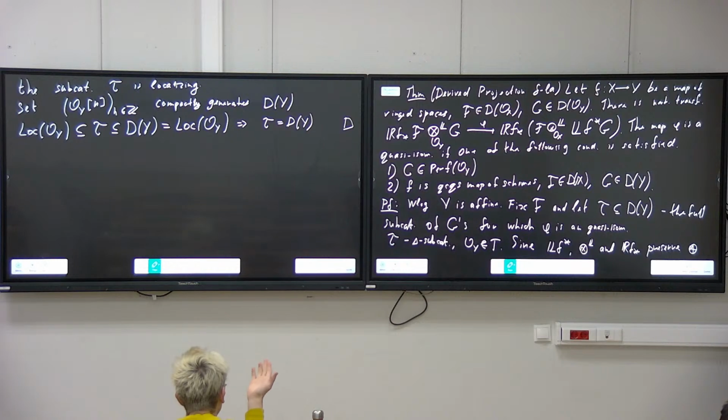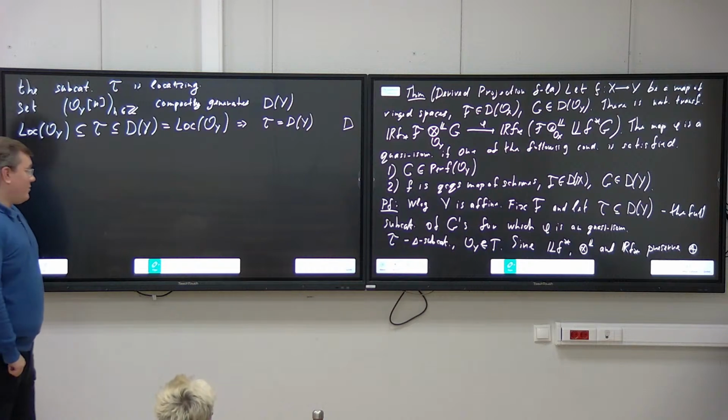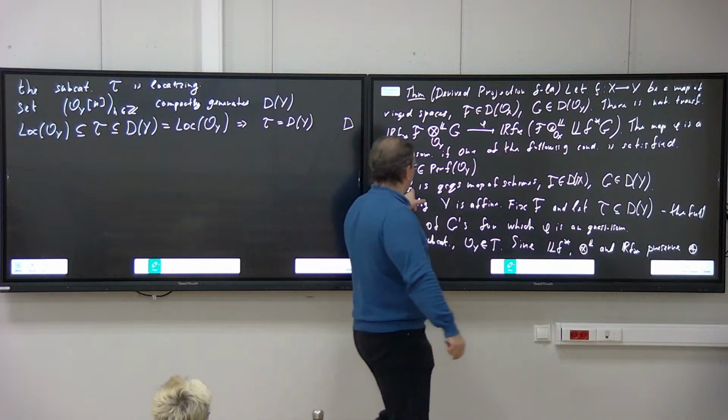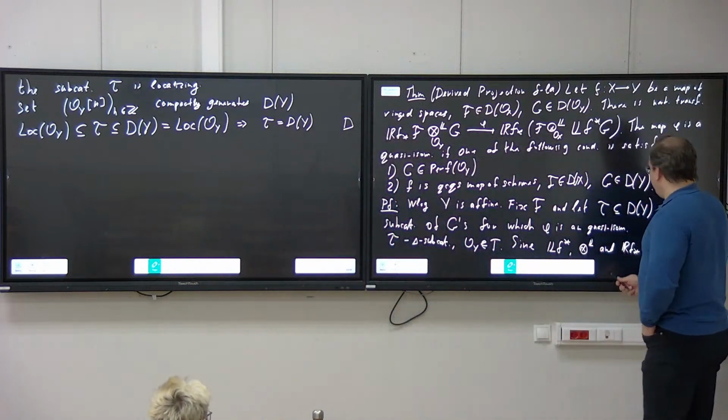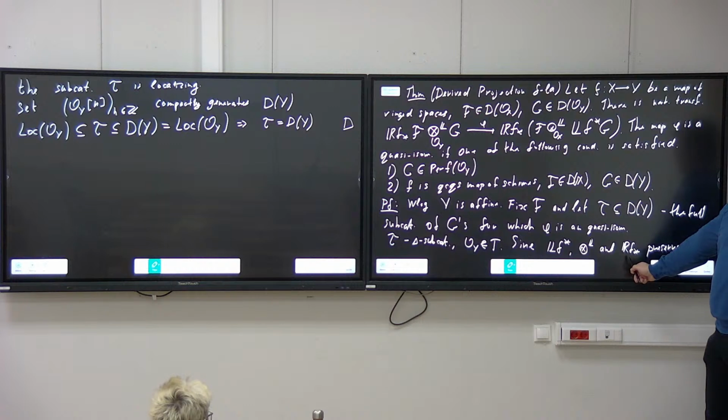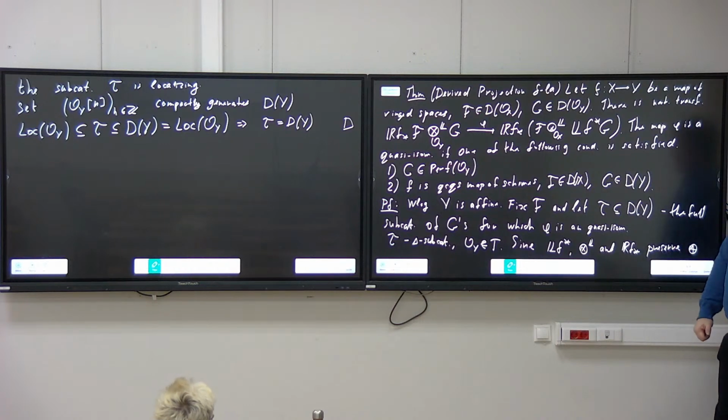Why do we need these conditions? G is perfect or F is quasi-compact, quasi-separated in this case. Well, it's again the question of the hidden use of the quasi-compact, quasi-separated. For example, F is quasi-compact, quasi-separated is used here to say this preserves direct sums. Yes, that's true. The first one we didn't prove, but I think that's easy by using exactly the same argument, right?